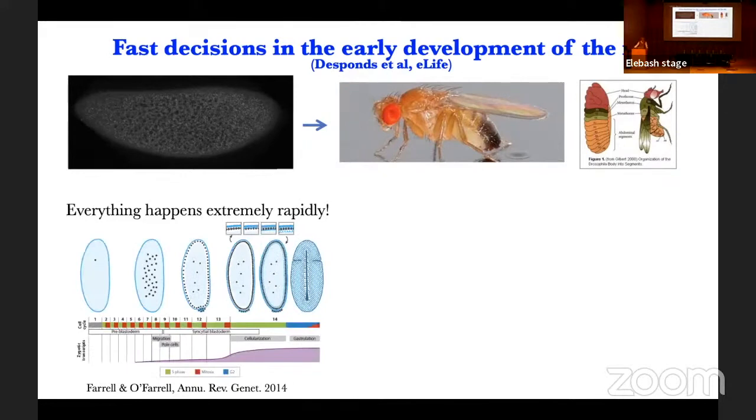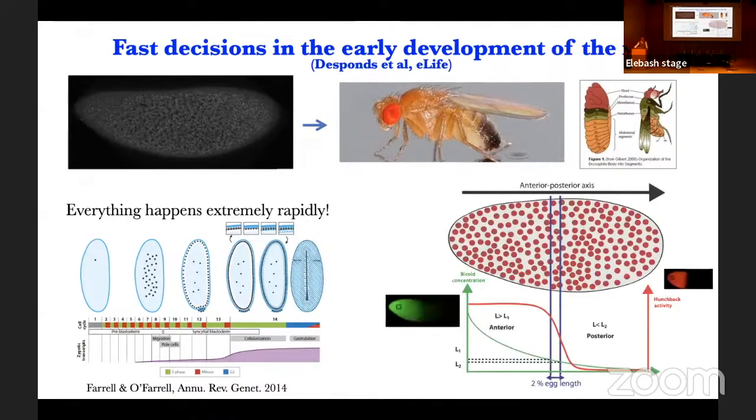In the first couple of hours, it goes through 13 cycles of very rapid decisions. And the patterns that are getting laid down, bicoid and hunchback, the action is happening around cycles 11, 12, and 13. This is the time at which the profiles are getting shaped. In particular, there's a morphogen gradient of bicoid, which extends roughly like an exponential. It's the green curve that you see on the screen. And then there's the first step downstream, which is hunchback. And hunchback is already getting much, much steeper.